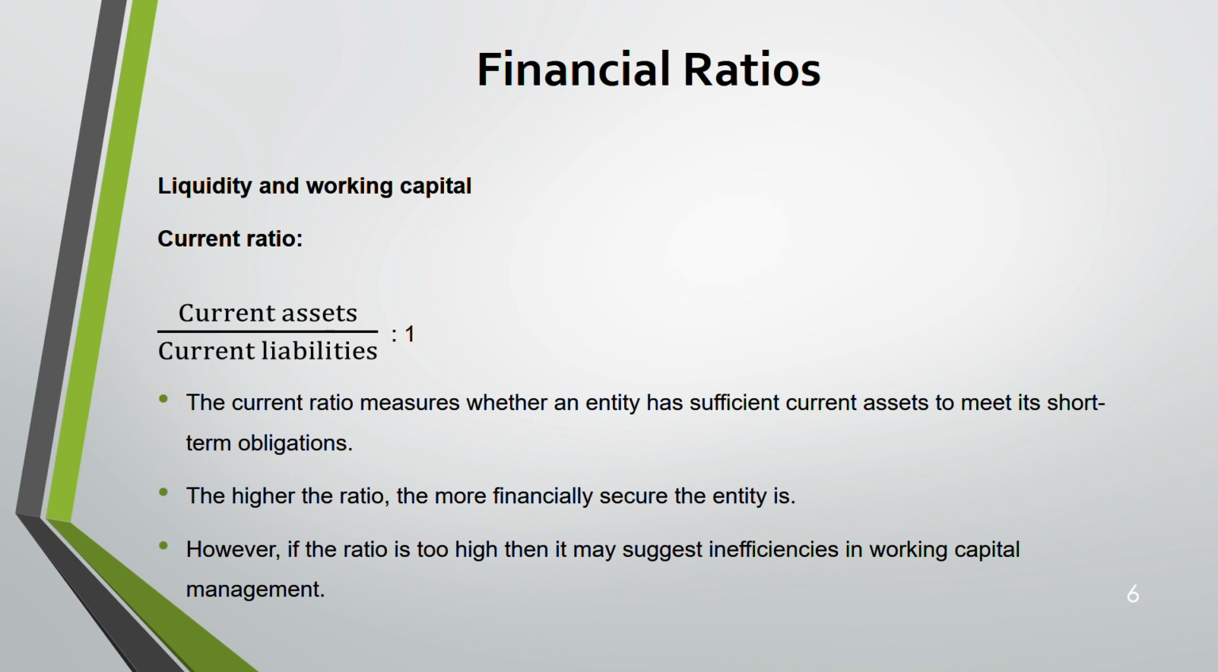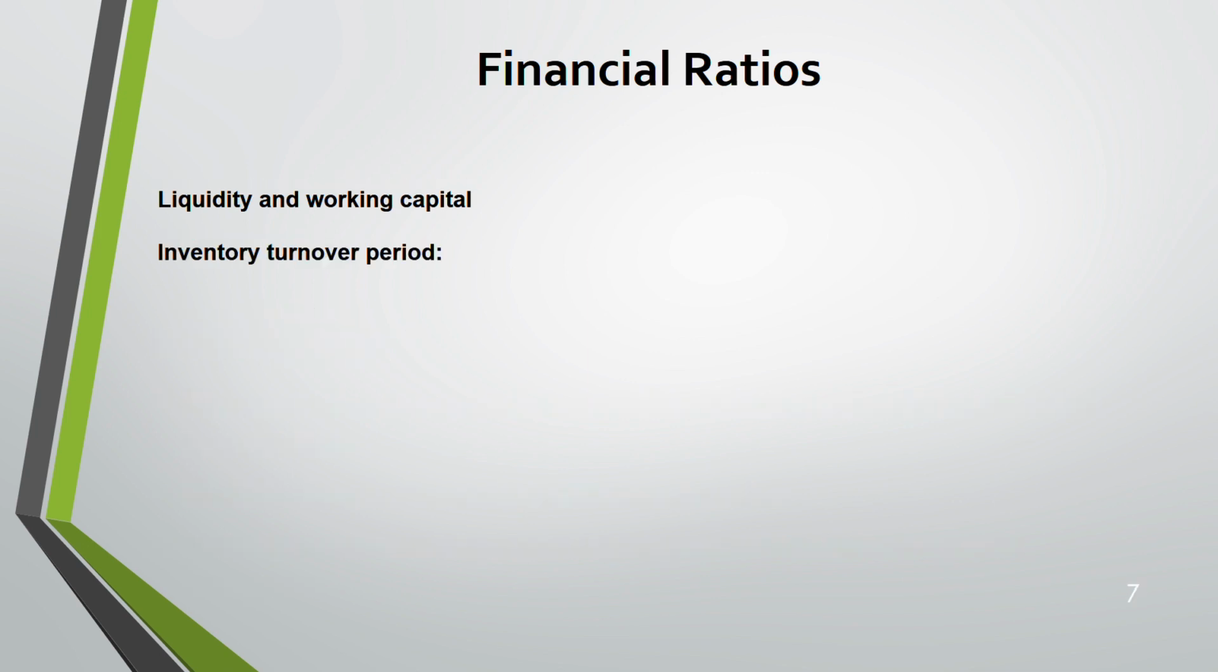Why? It means you are having less assets than your liabilities. 1 is the liability, remember. After that, whatever ratios you get, that is your current assets. Okay. Moving on to the second ratio, that is inventory turnover period.